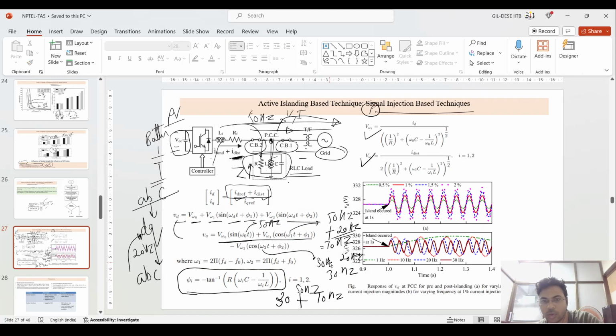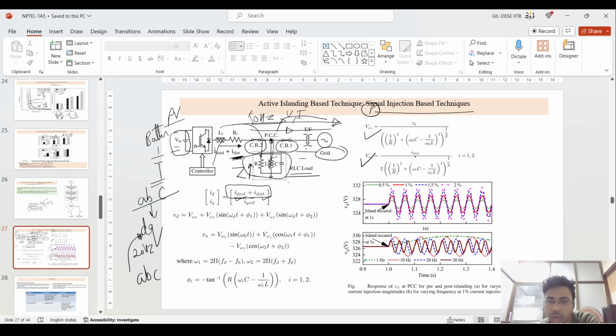In the right side figure, I am removing what I had written, for your clarity. At 1 second, the islanding situation is created. Before that, normal operation is there, and voltage is maintained at a constant level. If we vary this current injection magnitude, that is V omega 0 and V omega 1, while maintaining the frequency at a constant level, you can see the voltage increasing.